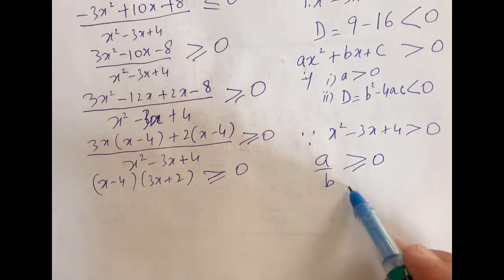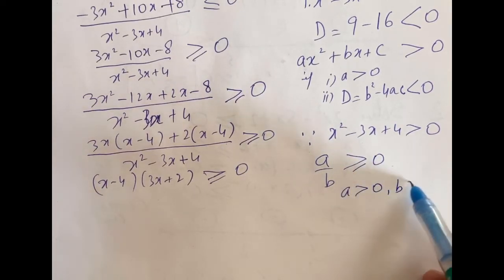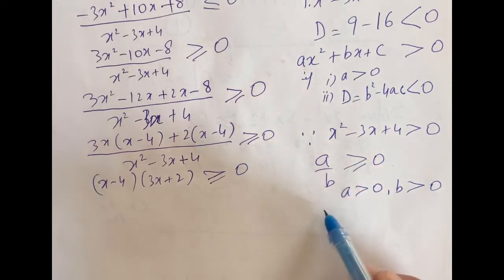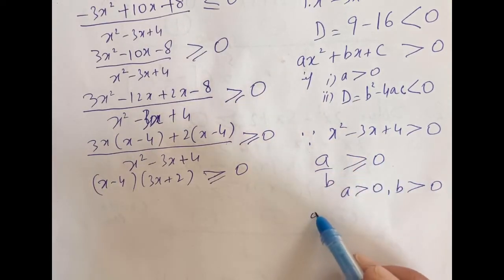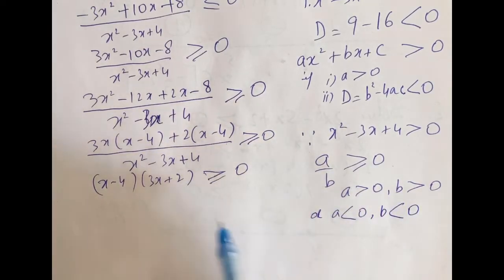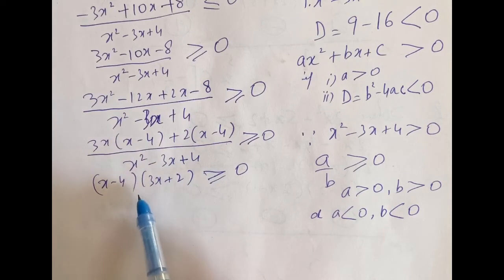So if a is positive and b is positive, then this will be true. And a upon b is also positive if a is negative and b is also negative. But here the denominator is positive, therefore the numerator is always positive. And how do we solve this? We use the wavy curve method.